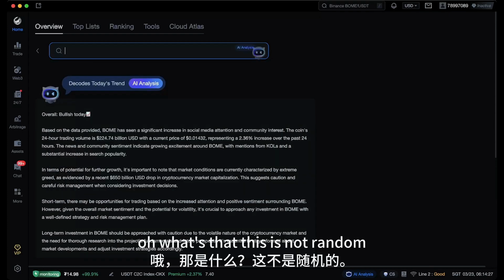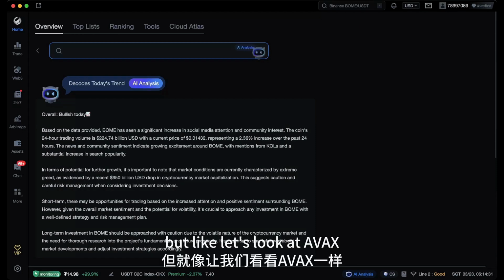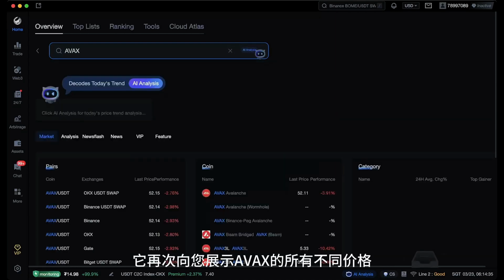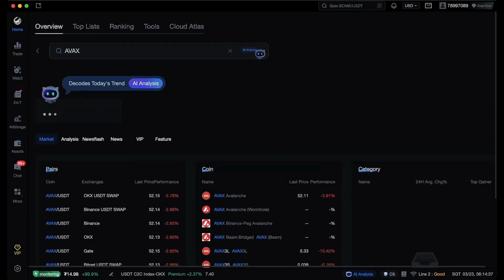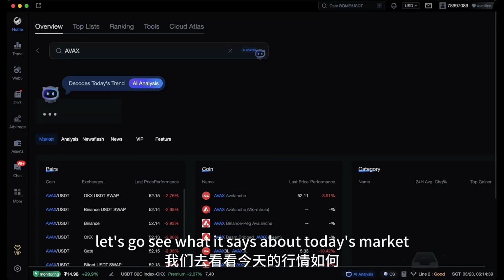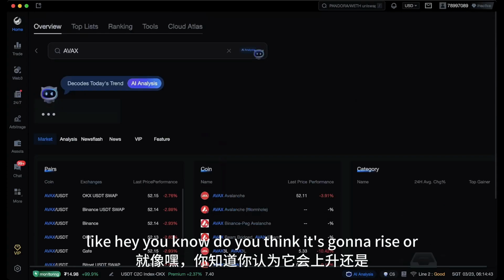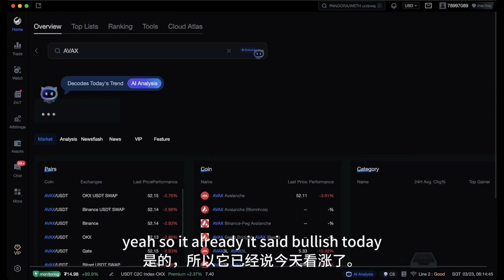What's a coin that's kind of random that no one really talks about? Oh, what's that? This is not random. This is pretty popular. But let's look at AVAX and do an AI analysis of AVAX and see what it gets. It shows you again all the different prices of AVAX down here. But let's see what it says about today's market.